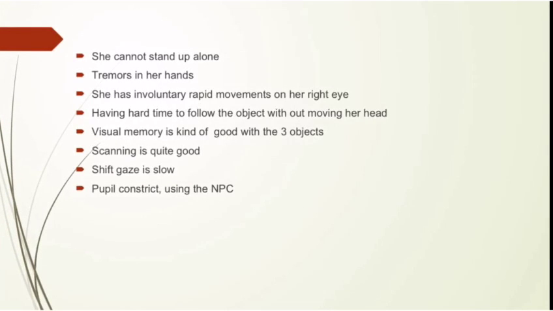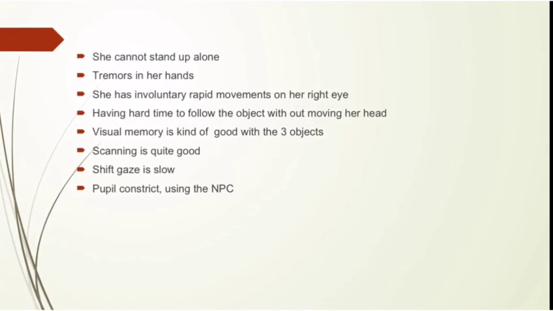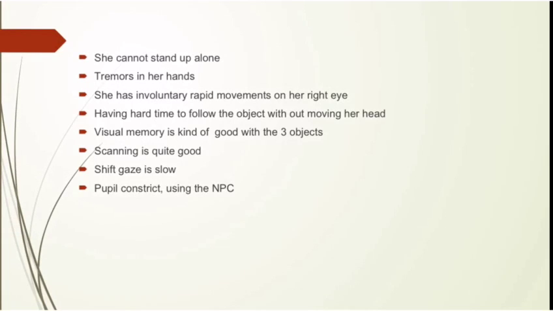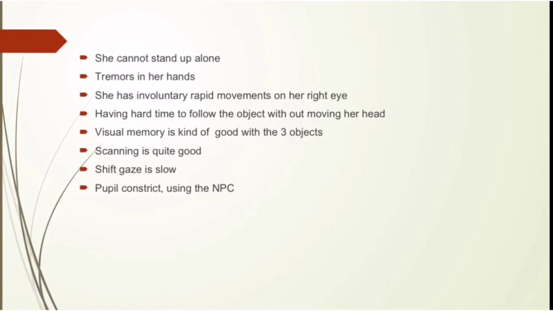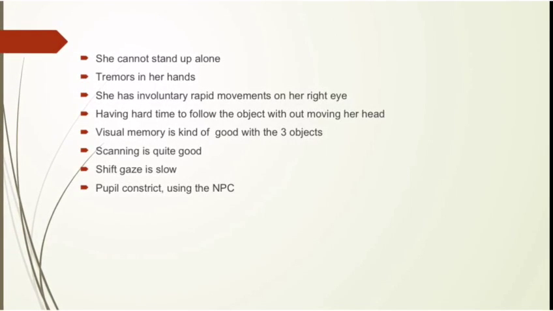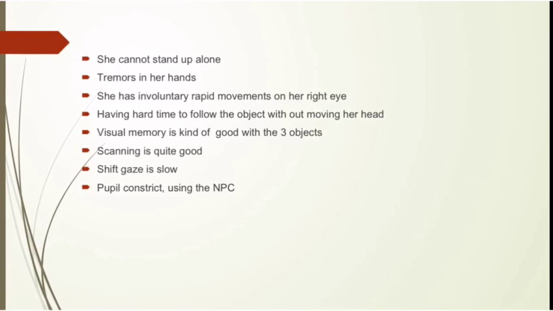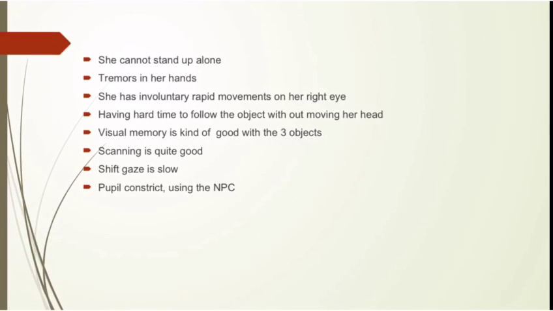She cannot stand up alone. Tremors in her hand. She has involuntary rapid movements in her right eye, and has a hard time following objects without moving her head. Visual memory is good with the 3 objects. Scanning is good. Shift gaze is slow. Pupils constrict when using the NPC.